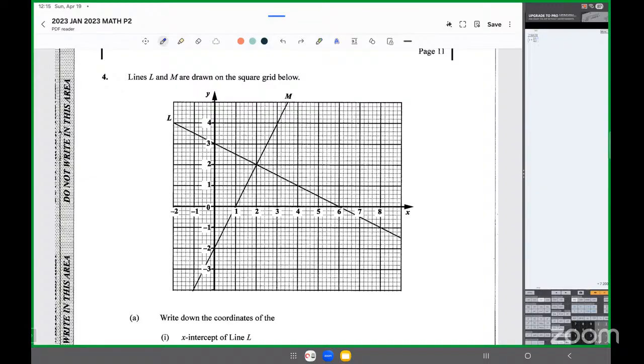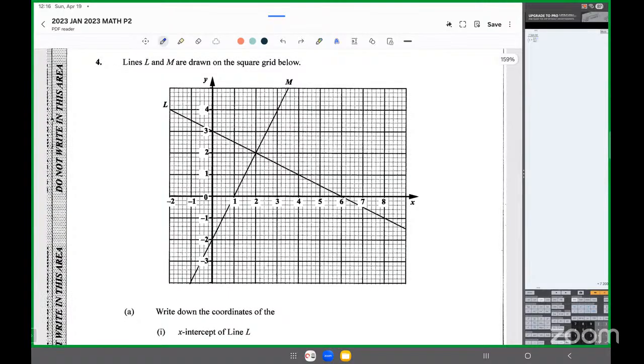But the information that you would normally have to calculate, you can just count it off on the graph and see it on the graph. Let's go. The question says, L and M are shown on the square grid.